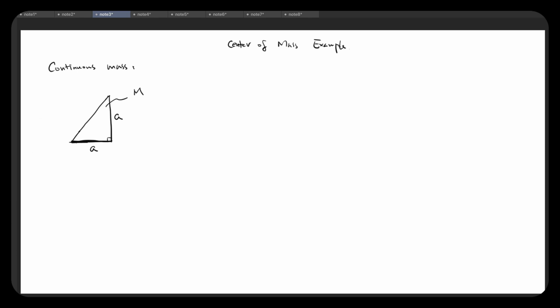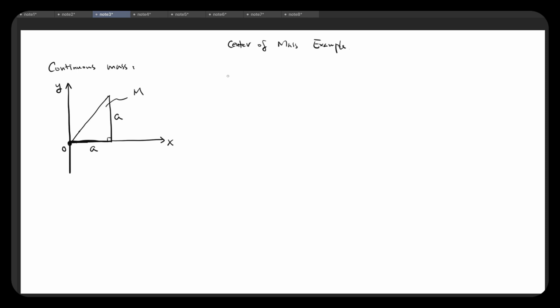Now I want to build a coordinate system. Let's say along one side of the triangle I have the x-axis. Now the other side, the y-axis, is going through the vertex here, that's O. Okay, so now I want to calculate the center of mass location.